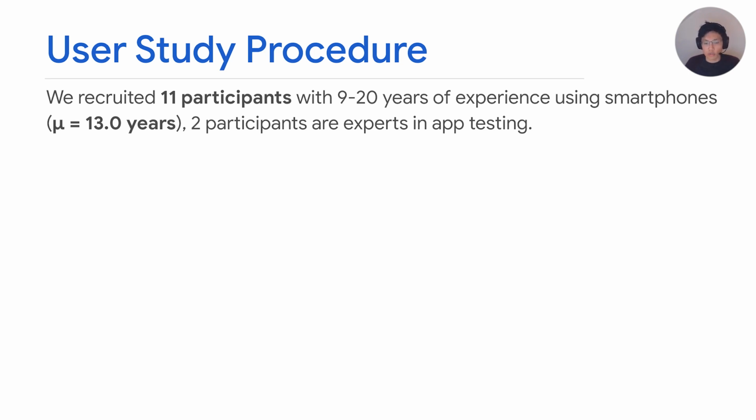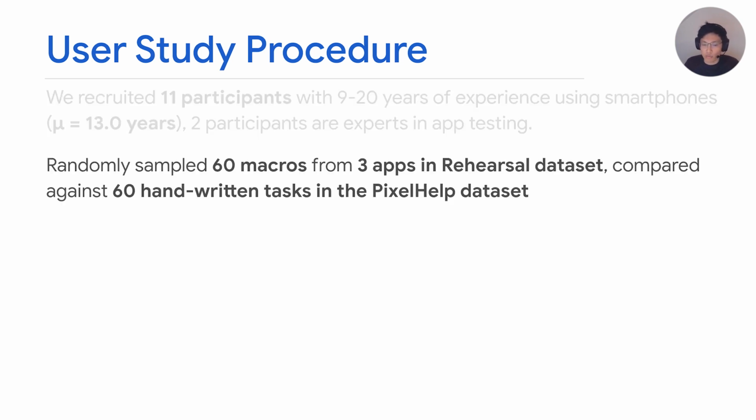Finally, we also perform a user study to evaluate the perceived quality of macros with multiple criteria. We recruited 11 participants who have between 9 to 20 years of experience using smartphones. Among them, 2 participants are experts in app testing and are very familiar with the apps that these tasks are extracted from. We randomly sampled 60 macros from 3 apps in the rehearsal dataset and compared them against 60 handwritten tasks from the Pixel Help dataset, which represent the human performance of our task.